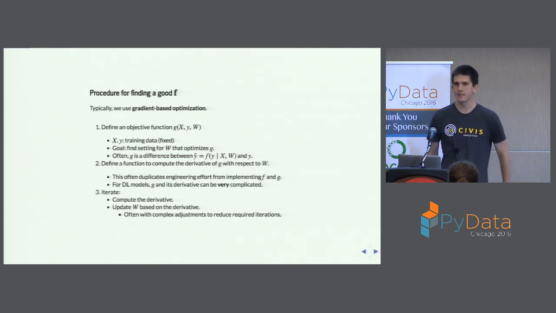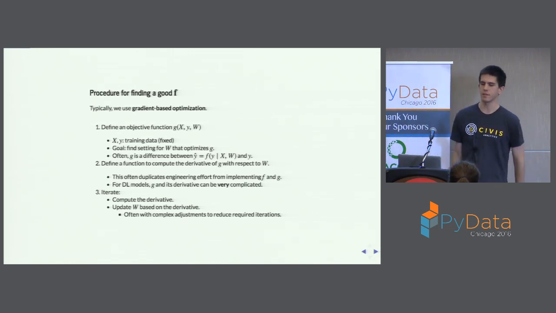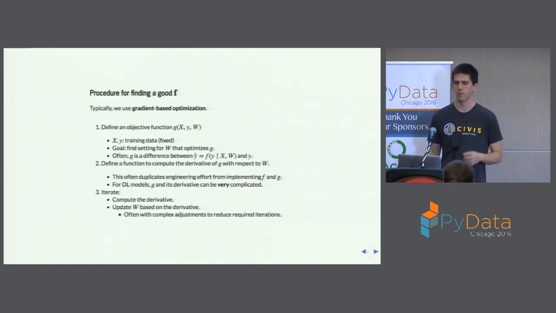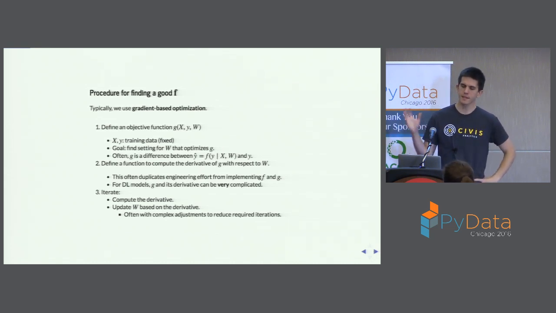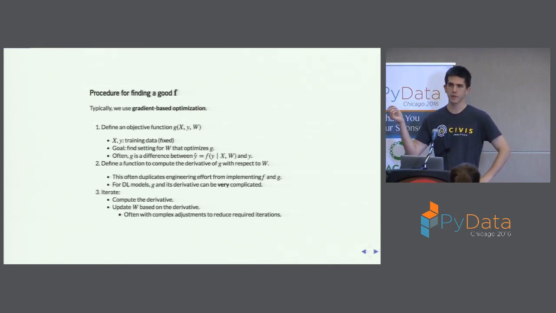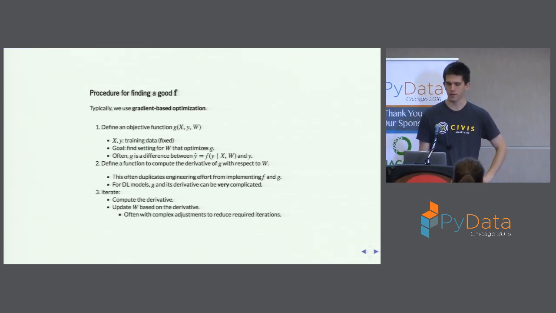Our goal is to find a setting for the weight w that optimizes g. So it could be minimizing some loss function or maximizing some probability or score. And often g is defined as a difference between the predictions that the prediction function currently gives and the true targets that we have in our training data.